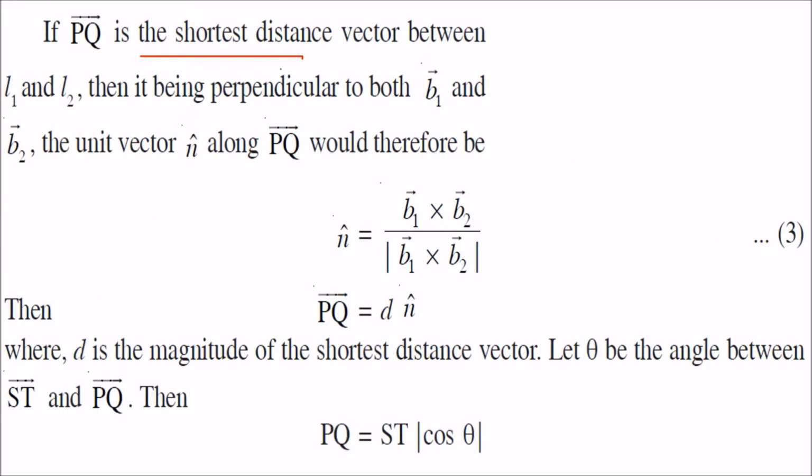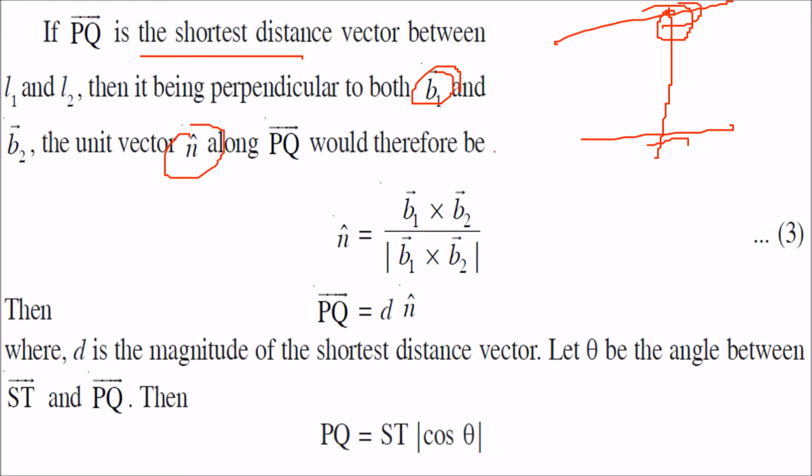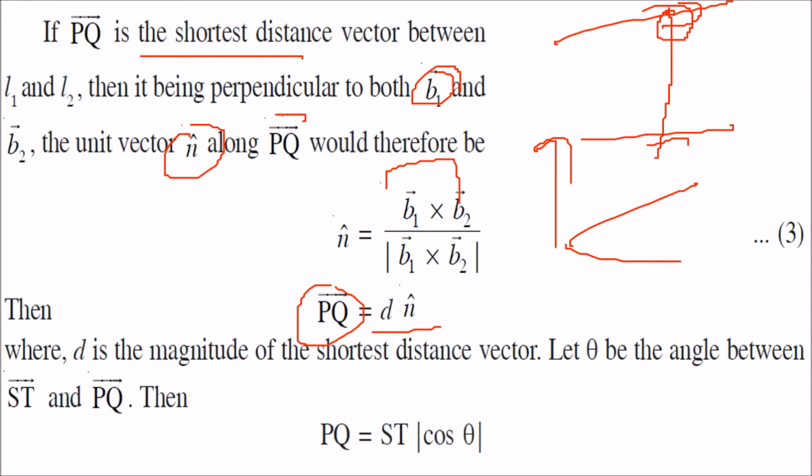So if PQ is the shortest distance between L1 and L2, then because the perpendicular distance between two lines is the shortest distance, this line is perpendicular to B1 and also perpendicular to B2. So we have a unit vector n cap along PQ, which is perpendicular to both B1 and B2, so it is B1 cross B2 divided by the magnitude of B1 cross B2. So what will PQ be? It will simply be D into n cap, where n cap is the direction of that line and D is the magnitude of the shortest distance.